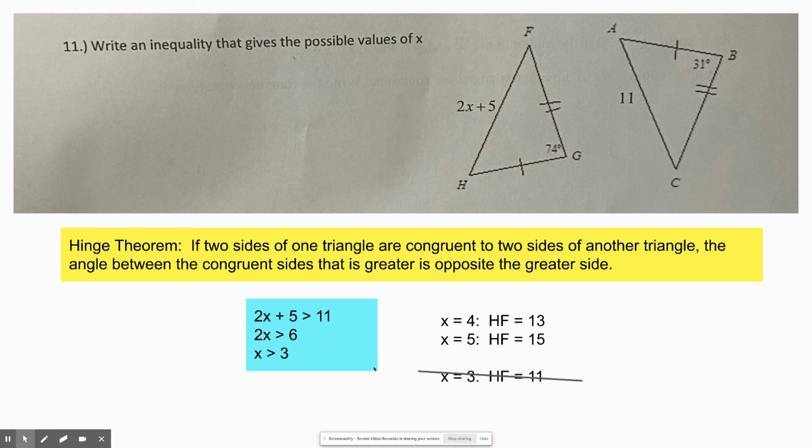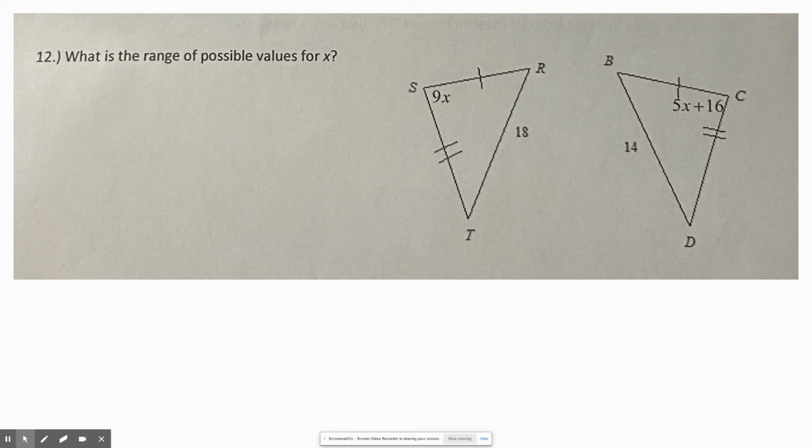All right, next example. What is the range of possible values for x? Same thing. It's a type of hinge theorem. Do you see it? You've got your single hatch mark and your double. You've got your single and your double. We don't know anything about the angles, but here's what we do know.